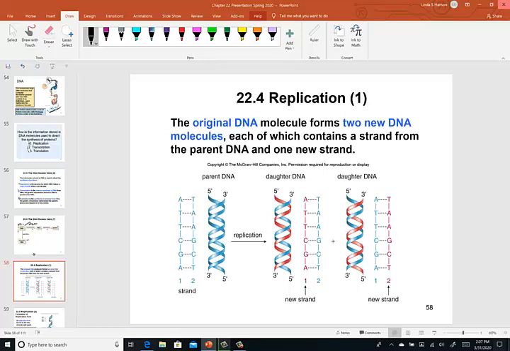And this is kind of a cool slide because it color codes the information very well for us. The original, what I would say mother cell, the original parent DNA is color coded in blue here. Notice that we have one end that has a 5' to 3'.